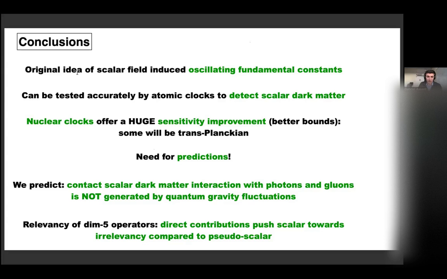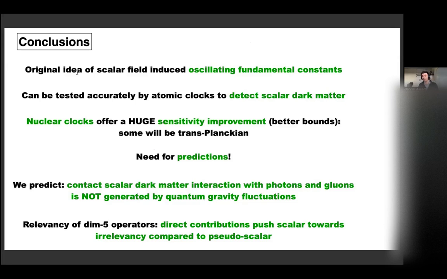On the theoretical side, we thought this was a very interesting idea, so that one needed to make predictions. And the prediction we made is that the contact scalar dark matter interaction with photons and gluons is not generated by quantum gravity fluctuations, just because the fixed point is at 0, and at this 0 fixed point, we found that this operator is irrelevant. So essentially the coupling can be set to 0 at all scales, and this is the prediction that we make, that dE and dG can be 0 at all scales. And this is a testable prediction.